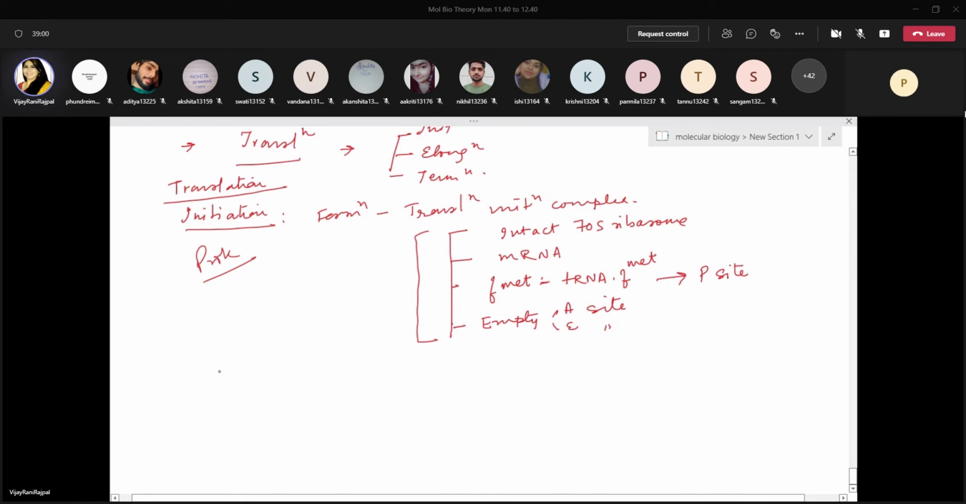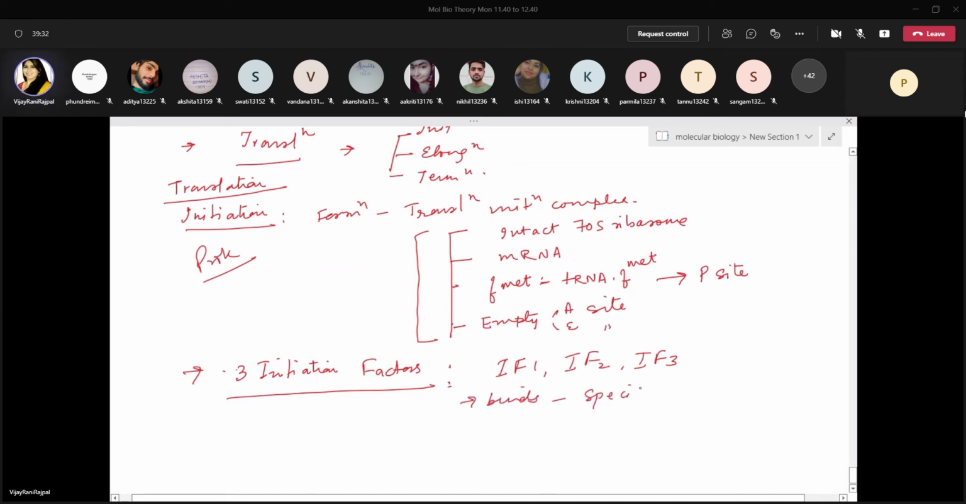For all this to happen, 3 initiation factors are required. We will do the same in eukaryotes also. Right now I am starting with prokaryotes. So all this I am talking about is the prokaryotic system. So 3 initiation factors are required, and they are IF1, IF2, and IF3. Initiation factor 1, 2, 3. Each one of them binds to a specific site in the ribosomal subunit.